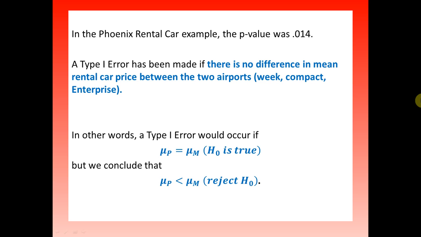In the Phoenix rental car example, the p-value was 0.014, and thinking about the original alpha, where we started off with alpha being 0.05, we'd reject the null because the p-value is smaller than alpha. So there would be the potential for a type 1 error when you're rejecting the null, and that would happen if the null is actually true, but you throw it out. In this case, if there's no difference in mean rental car price between the two airports, but we ended up concluding that there was, that on average the Phoenix one was cheaper.